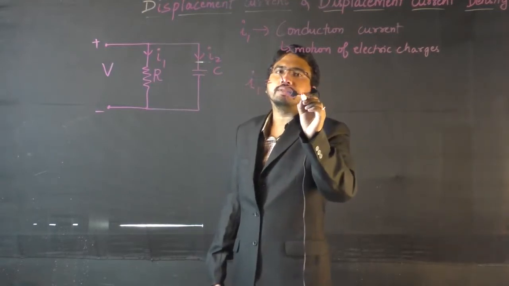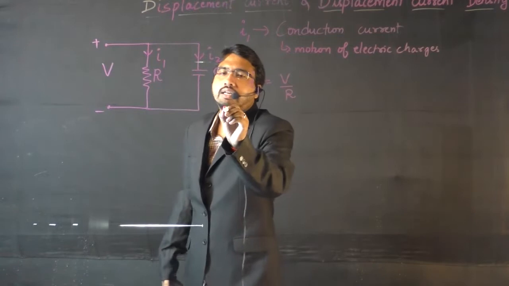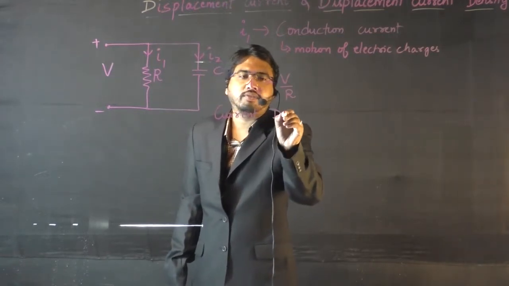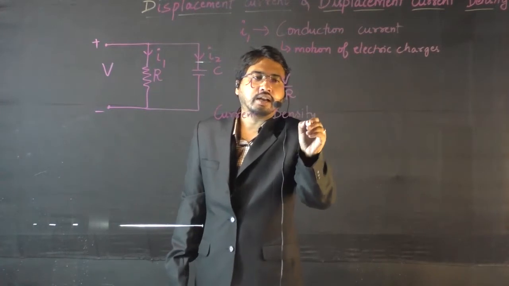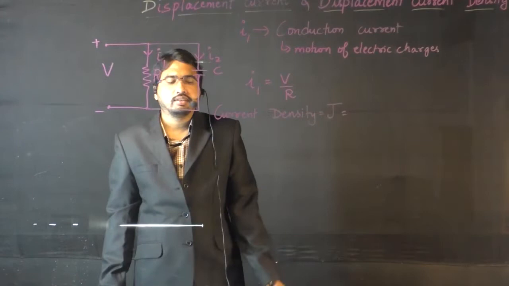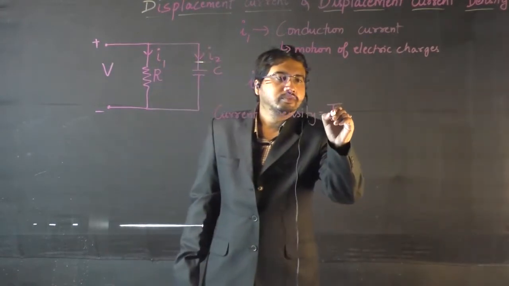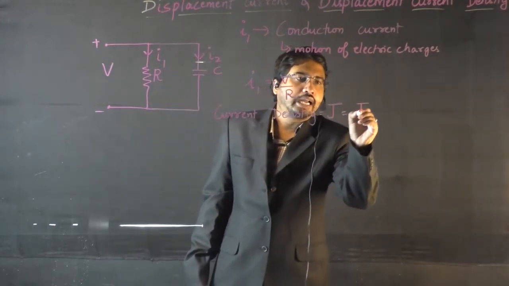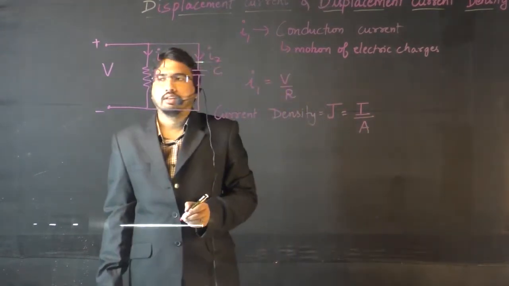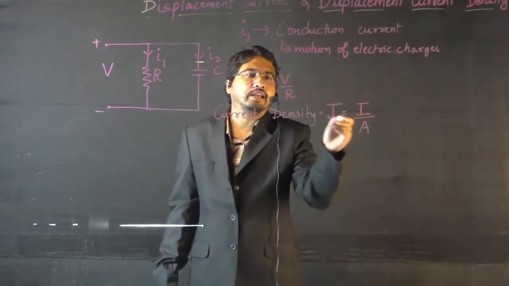Now here we need to know about current density. What is meant by current density? Already we have defined it in our third chapter. Current density J is given as the current I divided by the surface area in which it is flowing. Current density J equal to I by A.